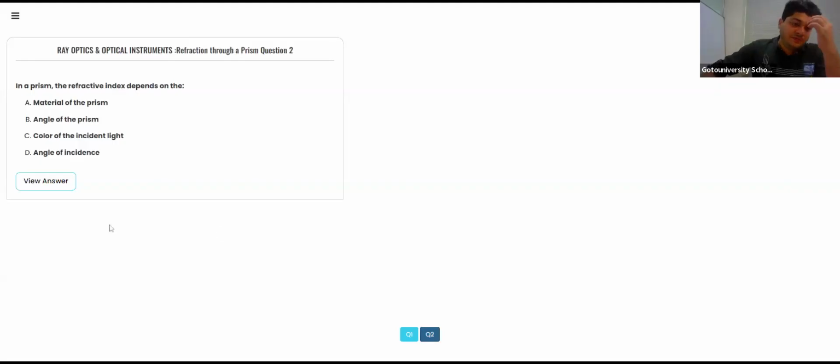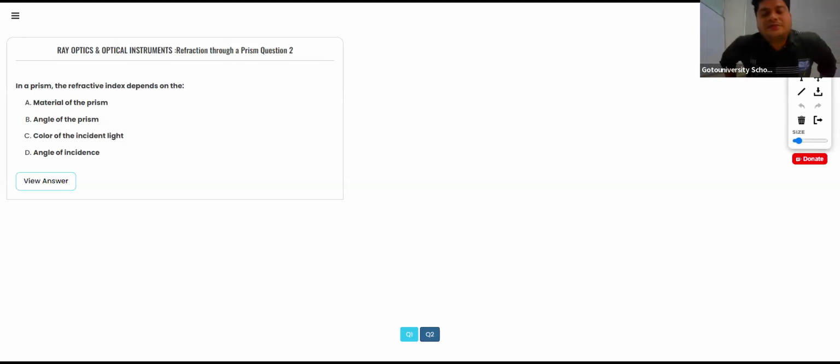Let's see the next one. In a prism, the refractive index depends on what? In a prism, the refractive index depends on the material of the prism. It depends on the material of the prism. Okay, not the angle, neither the color nor the incident.